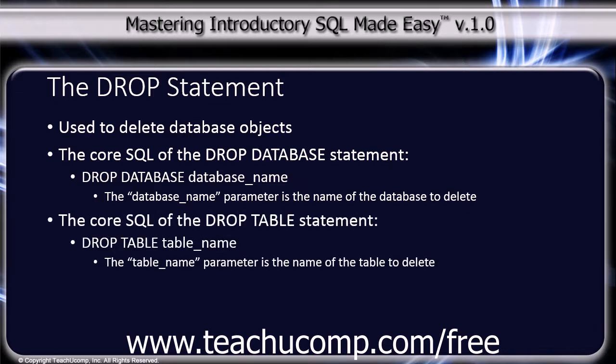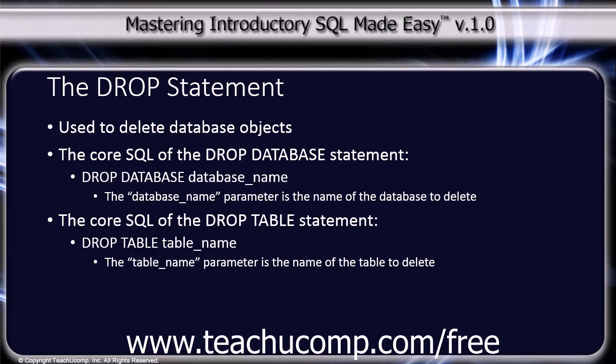The next statement is the core SQL statement used to delete a table within a database. Note that the table name parameter is the name of the table within the database to delete. In this case, the core SQL is simply drop table and then the table name parameter.